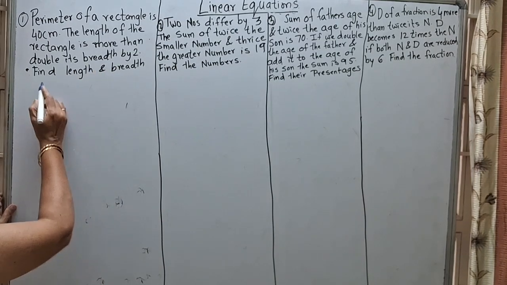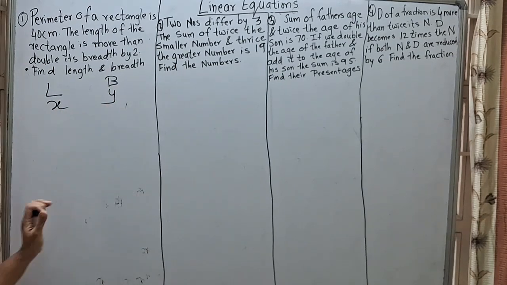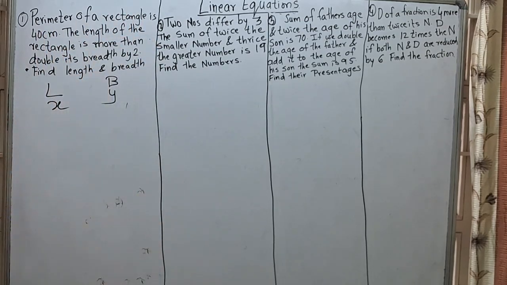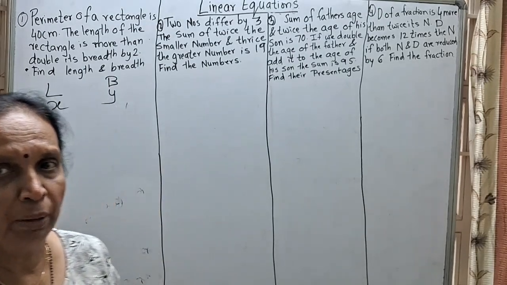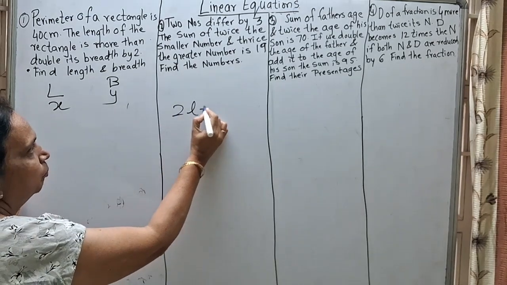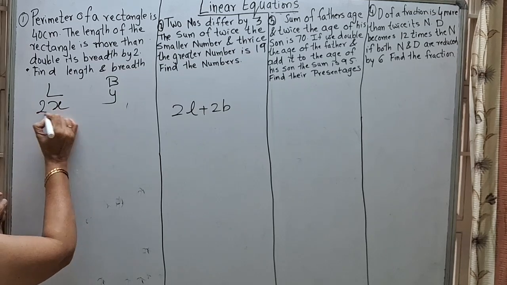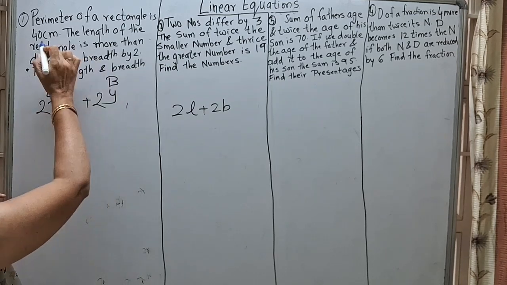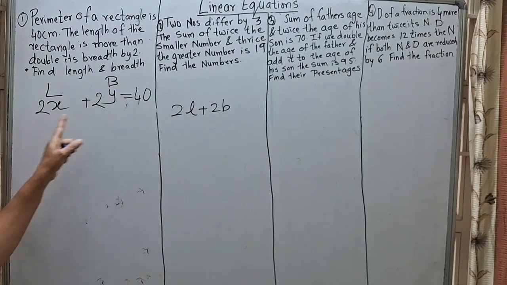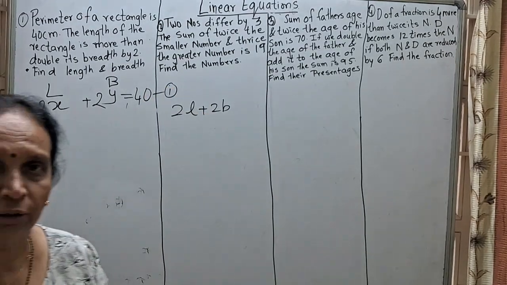So I am going to say, suppose length is x and breadth is y. I'll read again: perimeter of the rectangle is 40 centimeters. You should know the formula for the perimeter of a rectangle, which is 2 length plus 2 breadth. So here it will be 2x plus 2y equal to 40 centimeters. This is my first equation.